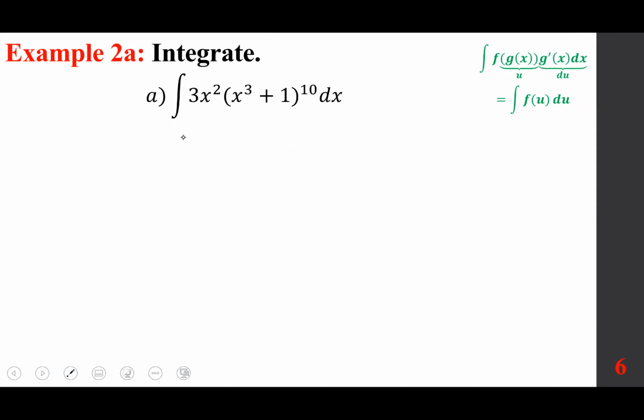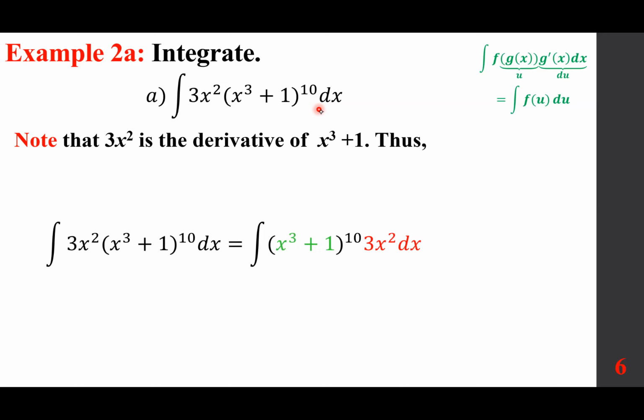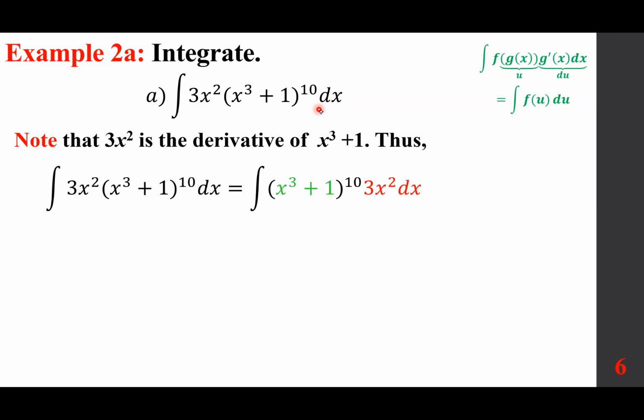Again, we are dealing with a bunch of polynomials. The more complicated one is x cubed plus 1. And we notice the derivative of that is 3x squared. We are going to move the 3x squared next to dx and use the substitution. Let u be x cubed plus 1. Therefore, du becomes 3x squared dx.